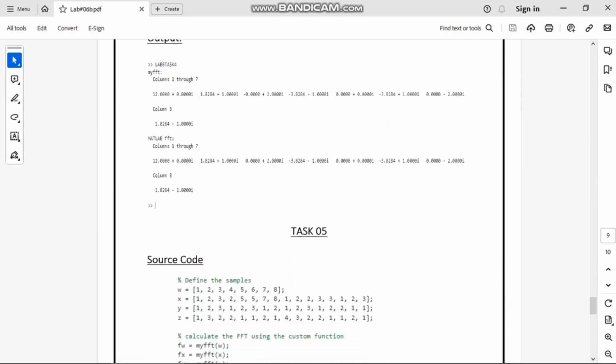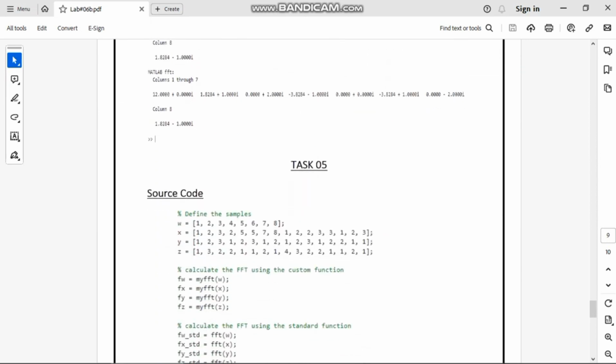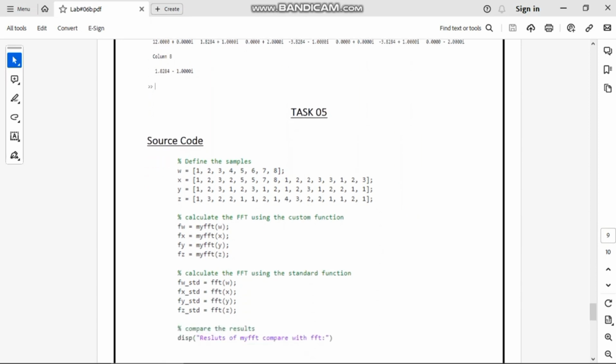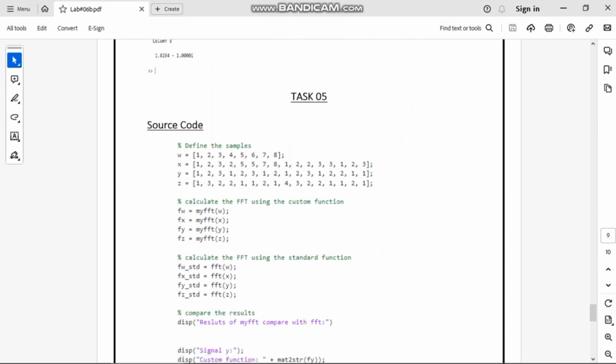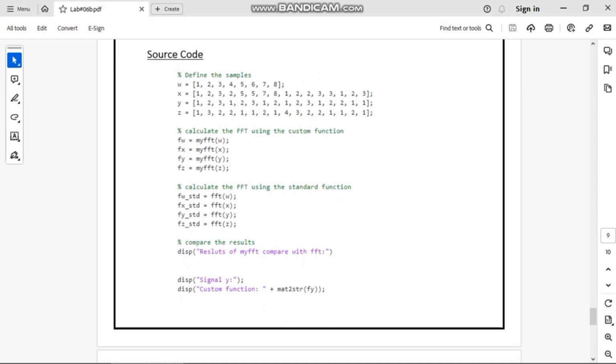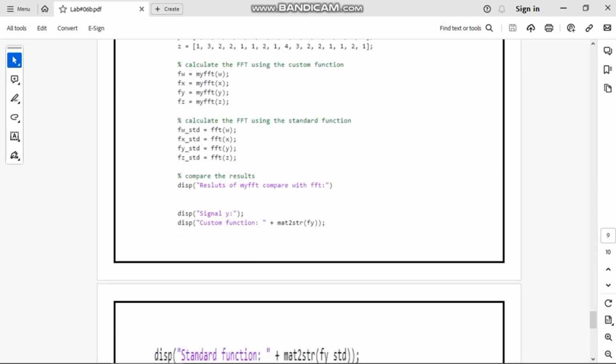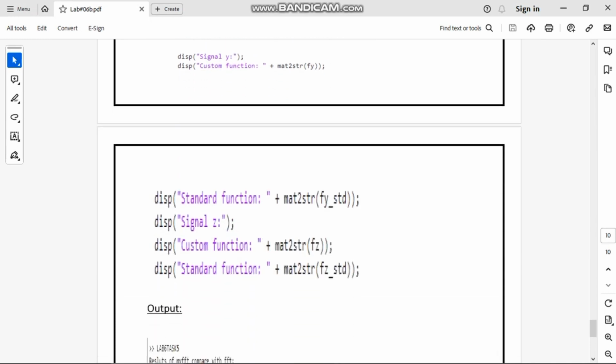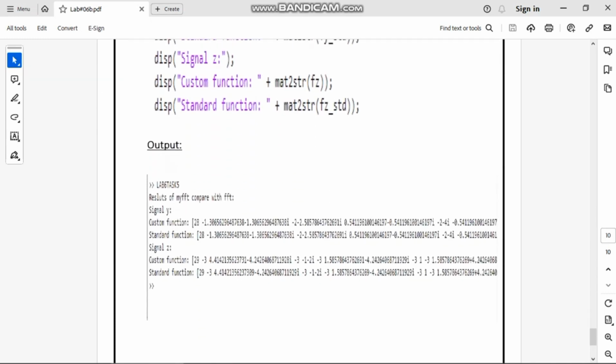This is the output. Now moving on to task 5, which is defining the samples, where I have taken 4 samples as w, x, y, and z. Then calculating the FFT separately, my FFT of w, x, y, and z. Then calculating the FFT using the standard function with separate w, x, y, and z. Then comparing the results and displaying. And this one is its output.